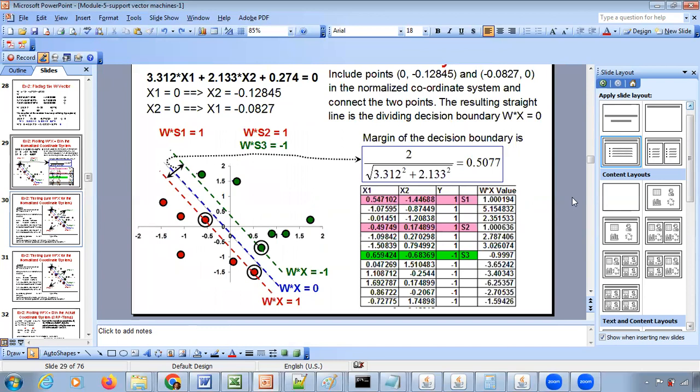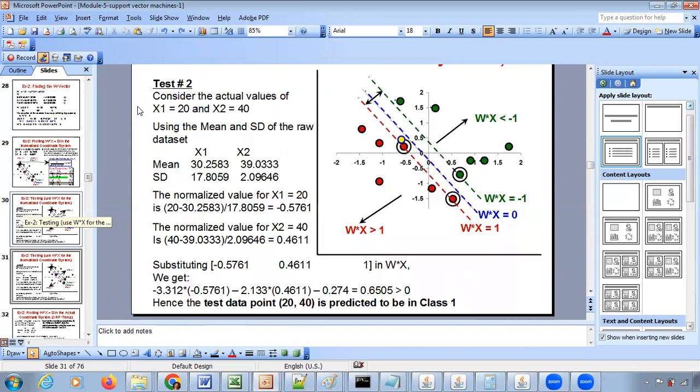If you don't have any outlier that lies within the margin in the given data set, you will expect the w times x value for all the data points to be either 1 or greater than 1 if it's class 1, and similarly -1 or less than -1 for class -1. If you don't have any outlier, meaning any data point within the margin in your classification, that means the SVM you're using is a hard margin SVM or a soft margin SVM.